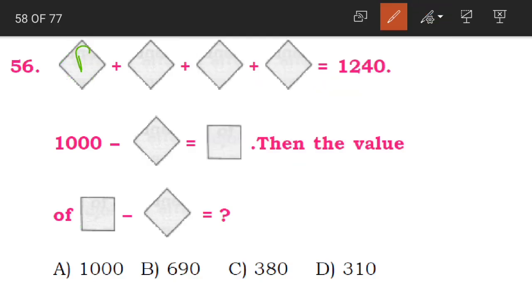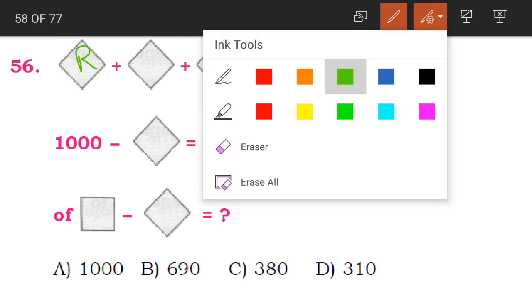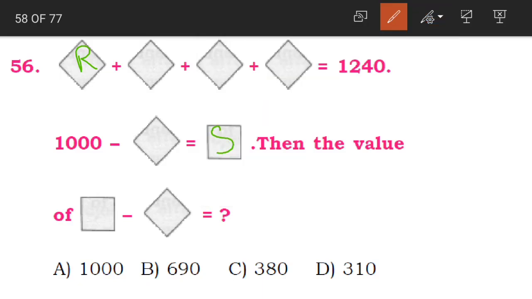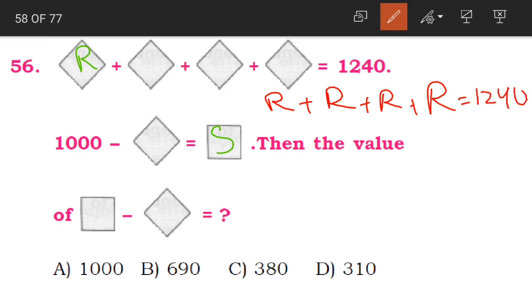Yes children, for rhombus let us say it is R, and for square let us say it is S. Now what are we having here? R plus R plus R plus R is equal to 1240. When I say how many R's do we have here? 4. So it becomes 4R. 4R is equal to 1240.